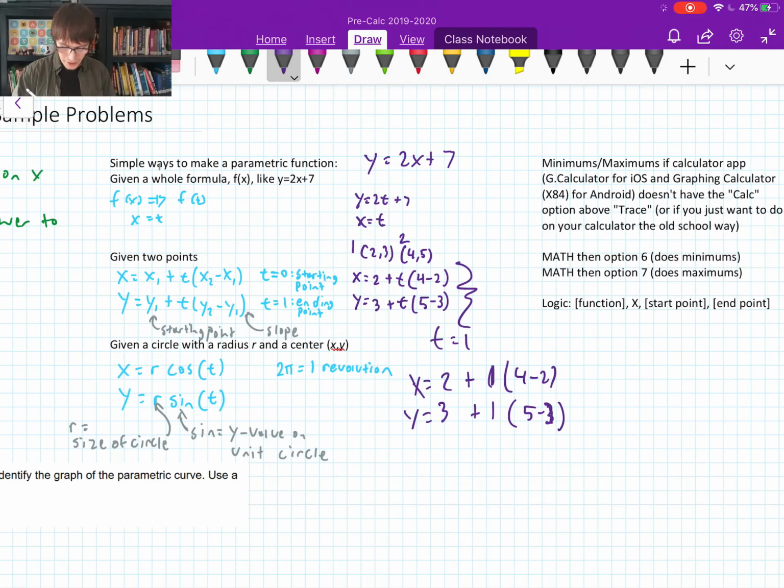And so when you calculate this out, 4 minus 2 would be 2, so x will equal 4, and y equals 3 plus, 5 minus 3 is 2, so y will equal 5. Good. And so our point when t equals 1 is (4, 5). Cool. So that's the second point.